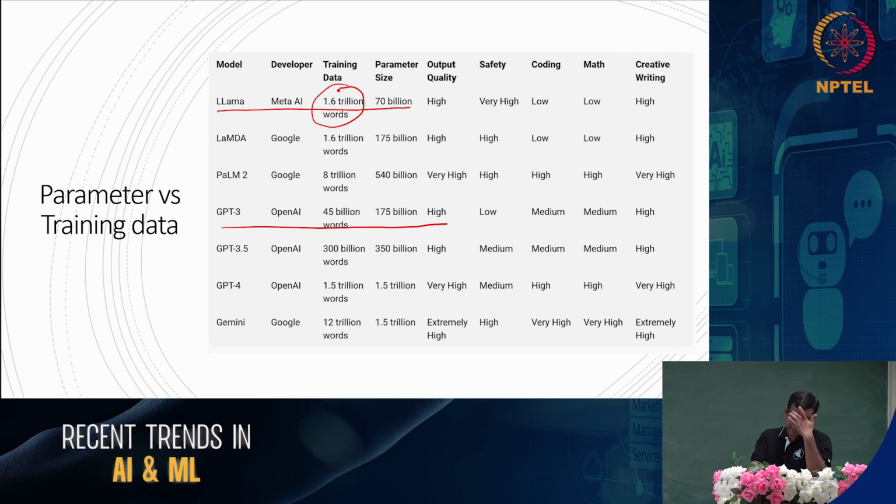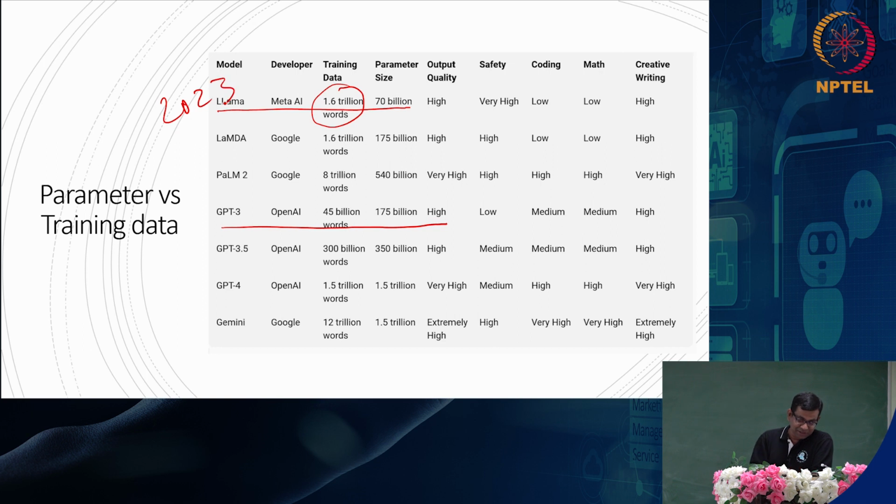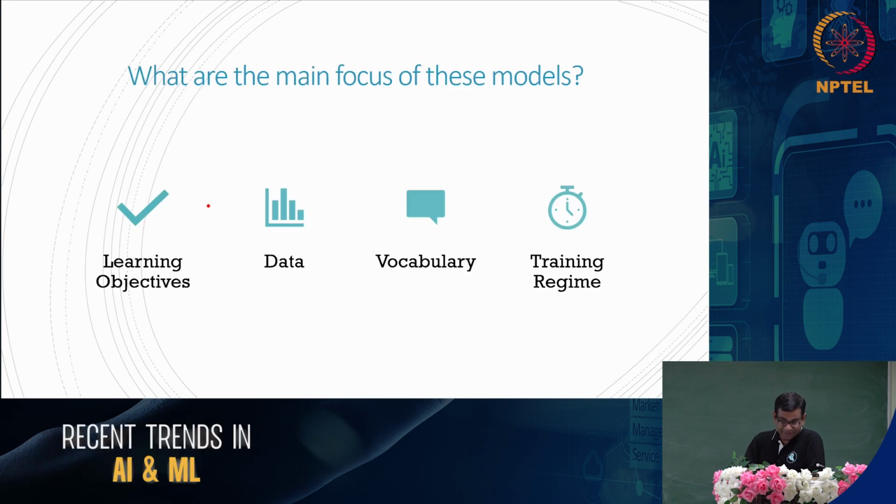And if you see in the literature also, you'll find that Llama is from 2023, which is a fairly much more advanced model than GPT, which is from 2020, GPT-3 especially.